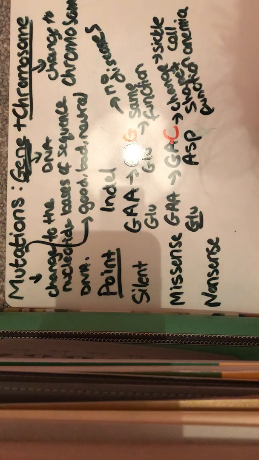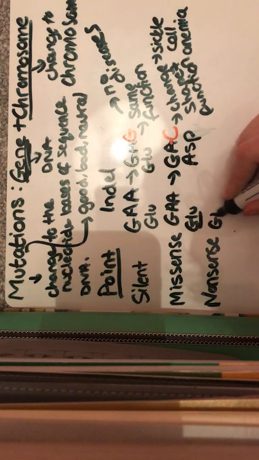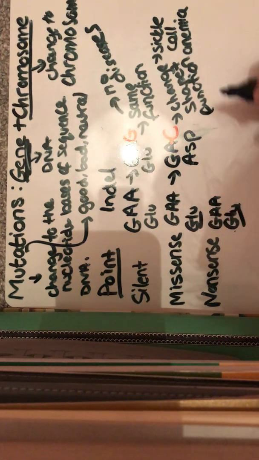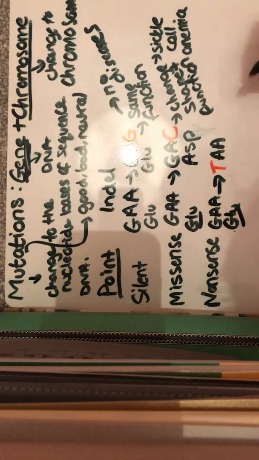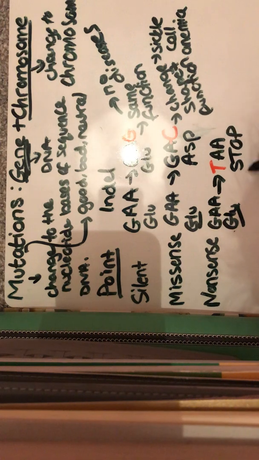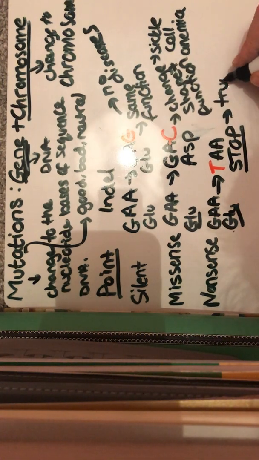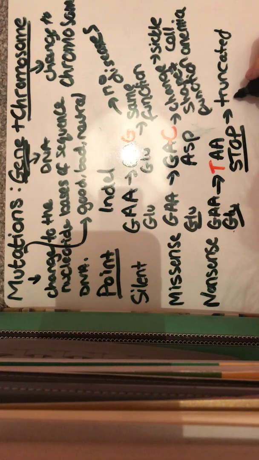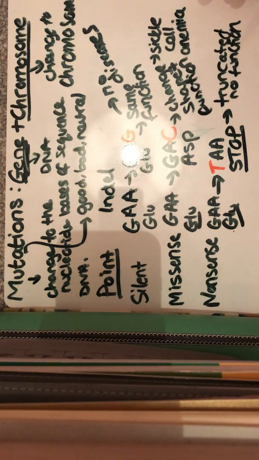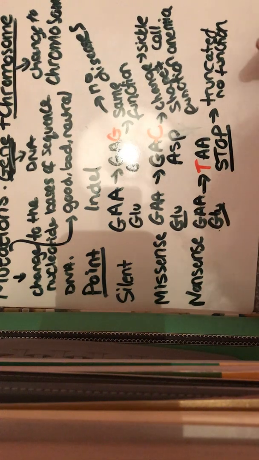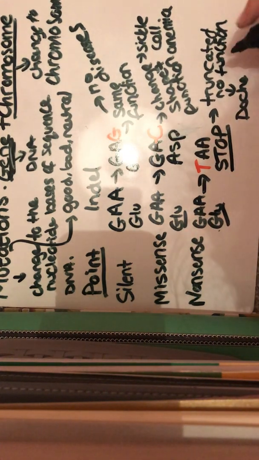So, for example, if we had GAA, which is this amino acid, we could have that changed to TAA, which is a stop codon. So this is a truncated protein, and it won't have a function. This can cause the disease Duchenne muscular dystrophy.